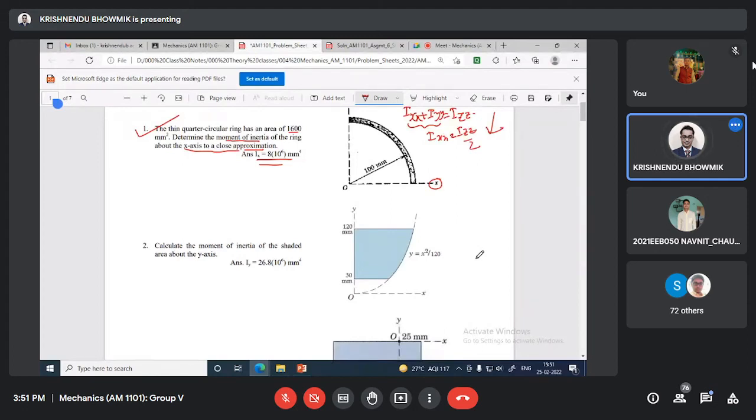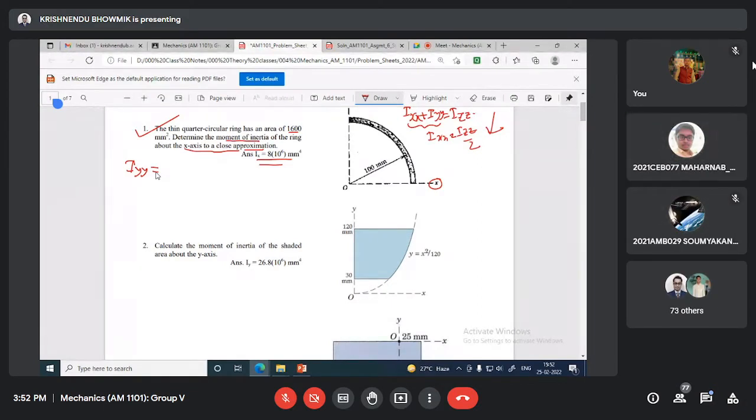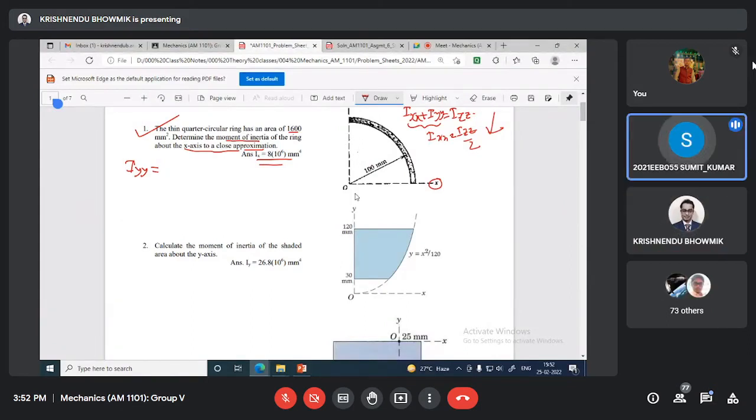Now somebody asked that you are facing an issue with problem 2. We have to calculate the moment of inertia of the shaded area about the y-axis. So you have to calculate Iyy about the y-axis. Now to solve this, what do you want, horizontal strip or vertical strip? Any guess? Vertical strip. Sir, vertical. Okay. Horizontal may be easy to solve. Yes, the horizontal strip.